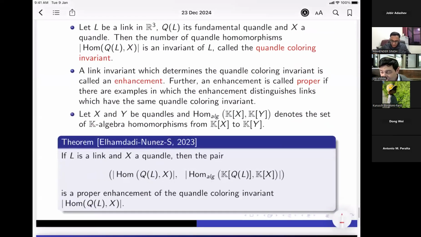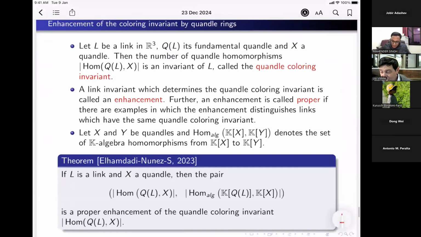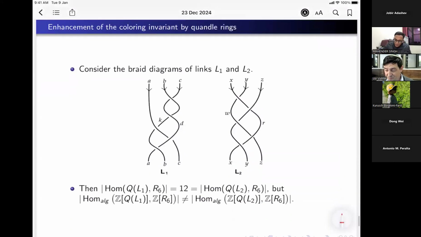So we can actually cook up the following. You take morphisms from quandles to another finite quandle, and instead of that, you consider algebra morphisms. The algebra morphisms form a bigger set, so you take this ordered tuple, and it's a stronger invariant. In fact, we are able to construct examples of knots where the coloring by the quandle is the same, but when you consider coloring by algebra, it turns out to be different. So therefore, quandle algebra is actually giving a stronger knot invariant than the classical coloring by the quandles.